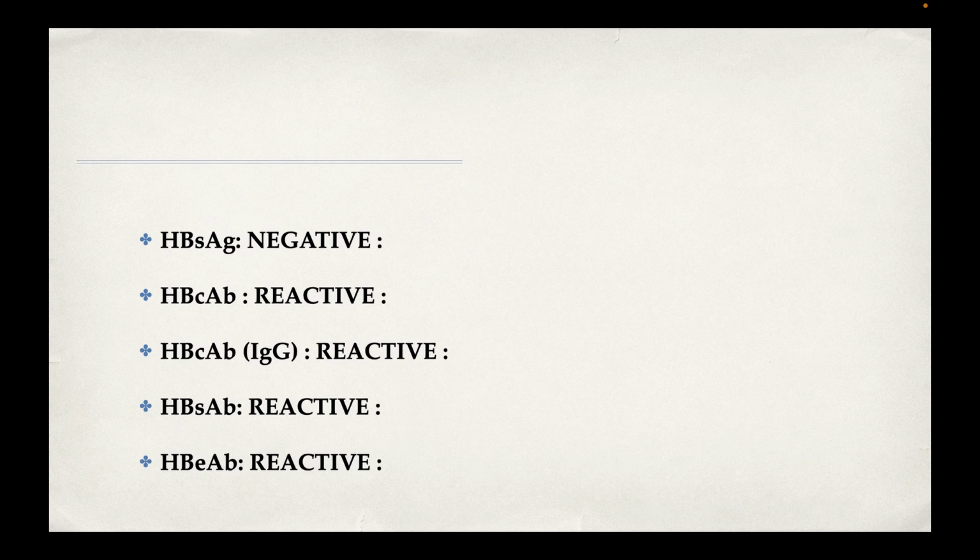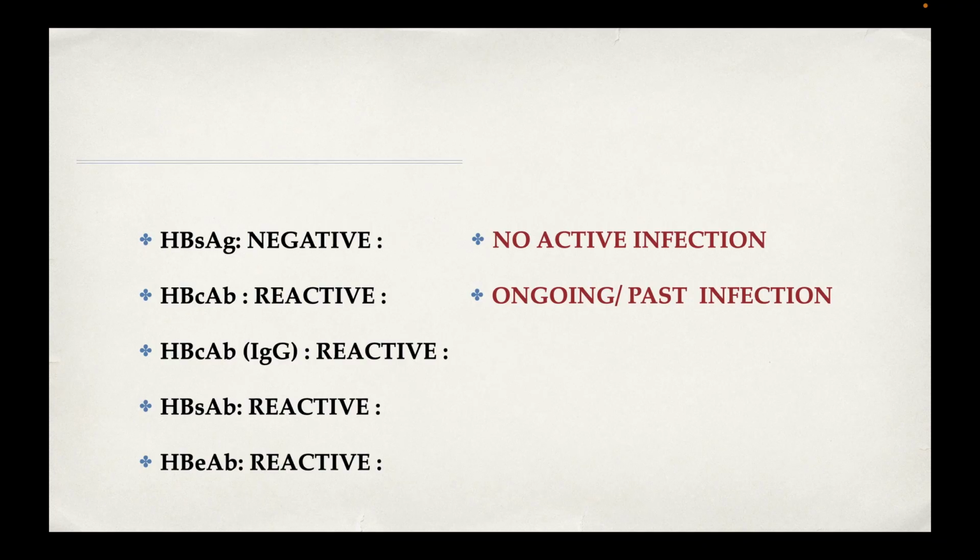The second patient presented with hepatitis B surface antigen negative, core antibody reactive or positive, and the core antibody to immunoglobulin G also positive or reactive, and the hepatitis B surface antibody reactive, and the E antibody also reactive. And so basically, just like we've done, once the S antigen is negative, it tells us that the patient has no active infection going on. The core antibody is reactive, and so it tells us that at a point in time, this patient had an ongoing infection or had a past infection.